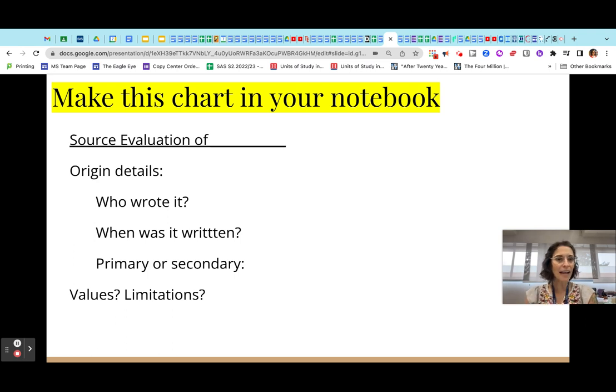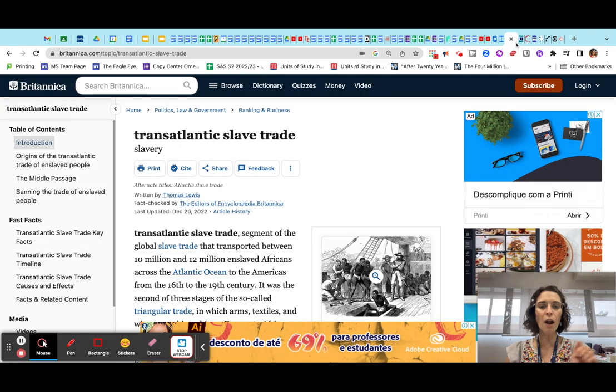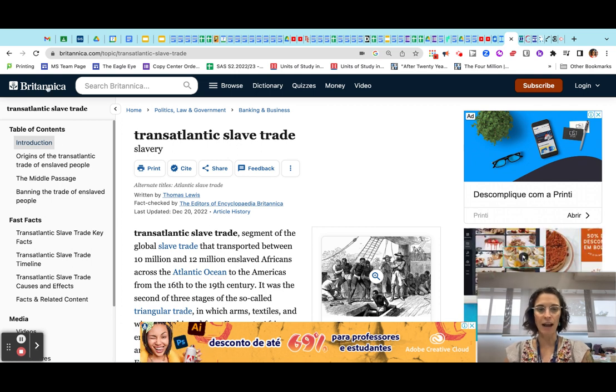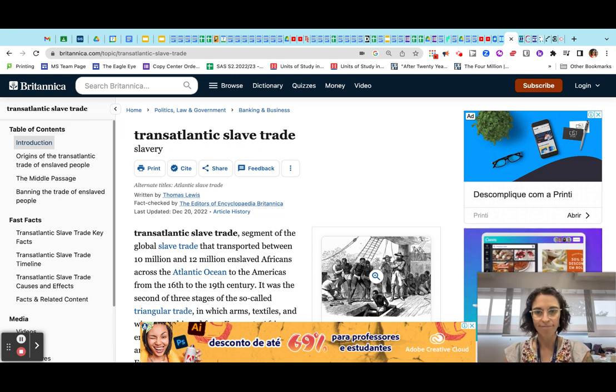Okay, so let's take a look at a couple of sources and let's determine who wrote it, when it was written, primary or secondary, and then we're going to talk about values and limitations. So let's look at our first source. Our first source is Britannica, Encyclopedia Britannica. We're learning about the Transatlantic Slave Trade, okay? And here we have some information. Remember, our questions are, who wrote it, when was it written, and is it primary or secondary?